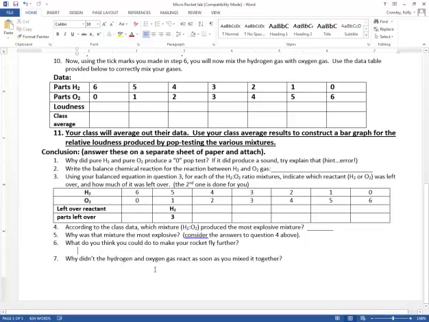And then why didn't the hydrogen and oxygen gas react immediately when you mixed them, guys? Why didn't they react? There wasn't a spark, that's right. So sometimes we call that an activation energy to make the reaction work, to make the reaction go. So remember, you usually have to put some energy into a reaction to make it go.